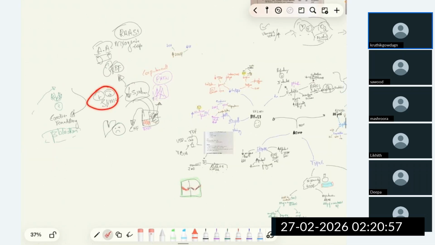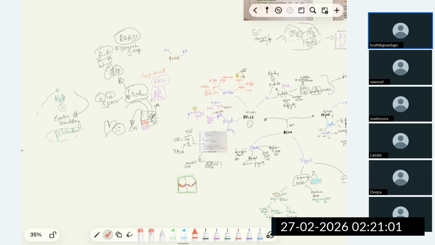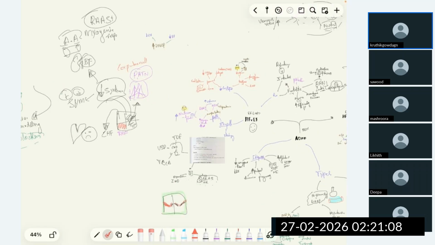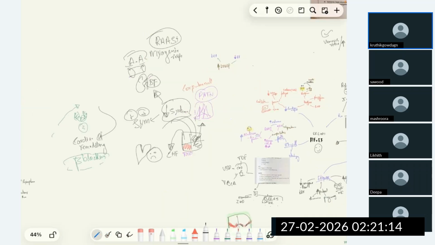And then there is RAS system activation. This RAS system activation will lead on to increased aldosterone and angiotensin 2 levels, which causes systemic vasoconstriction, and increased aldosterone level, which causes fluid retention.